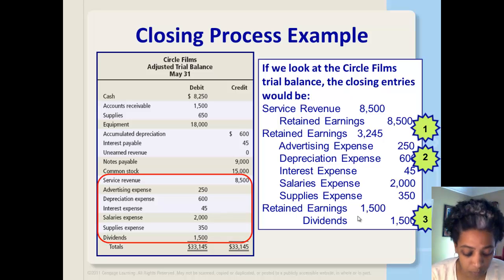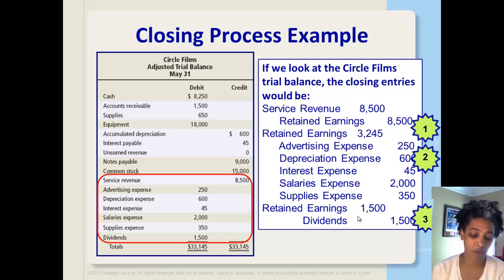So here's an example. Revenue, expense, and dividend accounts are what we consider temporary accounts because they only accumulate balances for the current period. After the period ends and we create the financial statements, all of those temporary accounts are zeroed out for the start of the next period, and their balances are transferred to the retained earnings account.